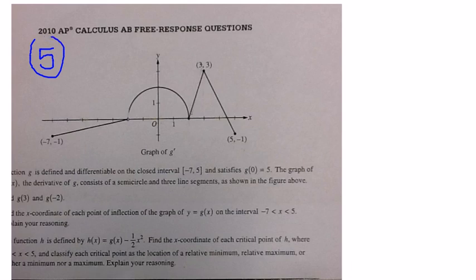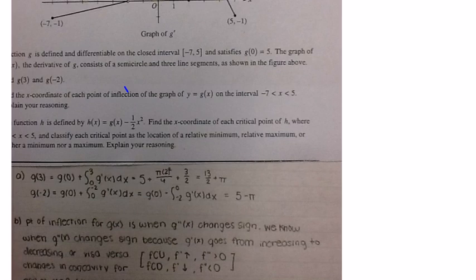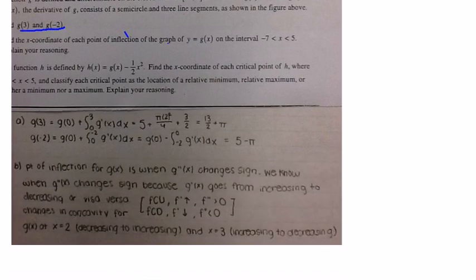Got cut off so you can't really see. Alright, so the first question is find G of 3 and G of 2, which is right here. Sorry, it's moving around. G of 3.